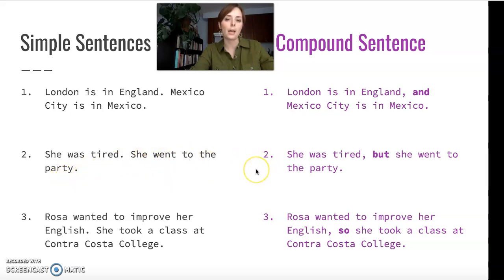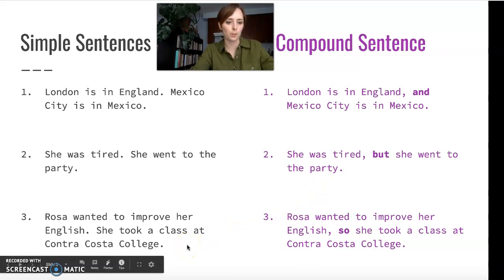So how do we combine that into a compound sentence? We're going to use the coordinating conjunction but, and we now have a compound sentence. She was tired, but she went to the party. Okay, let's look at the third example.